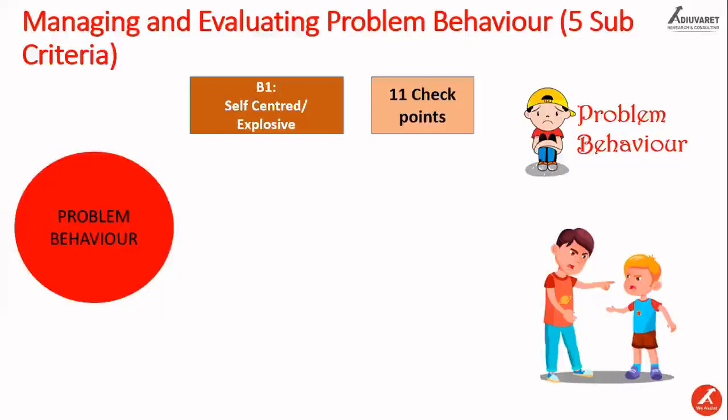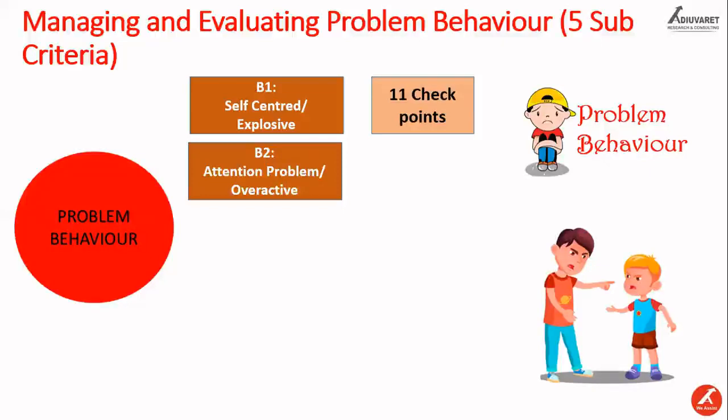Then second sub criteria under the problem behavior is the attention problem or overactive. We have been discussing this inattention and hyperactive. So this is something related to that. If our child is having a problem of inattention to a particular thing, then also there is a problem behavior, and that leads to performance issues in the future. So also, if the child is hyperactive, then also there is some problem. So to manage them, to evaluate them, we have got 8 checkpoints.